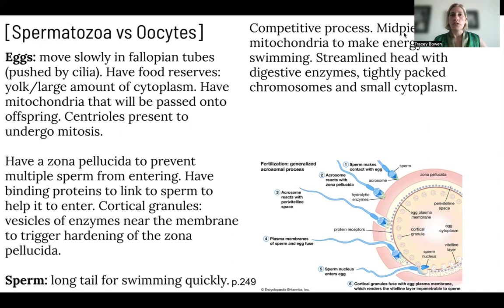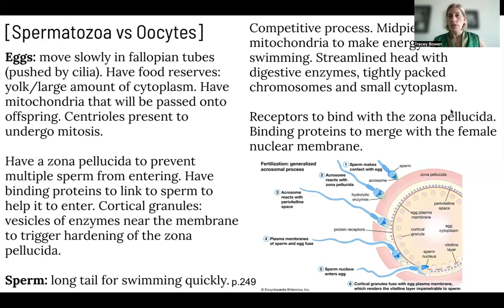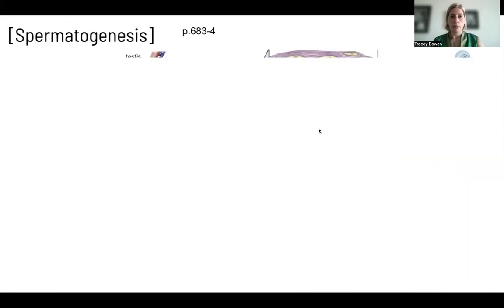The midpiece is filled with mitochondria to make energy for swimming, and it has a streamlined head with digestive enzymes in the acrosome, tightly packed chromosomes, and a small cytoplasm in the head. And that's the only thing that gets in. Receptors are going to bind with the zona pellucida. Binding proteins are going to allow the sperm to merge with the female nuclear membrane.